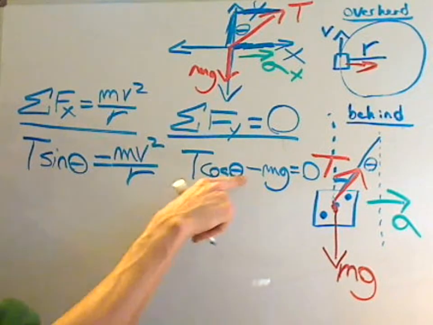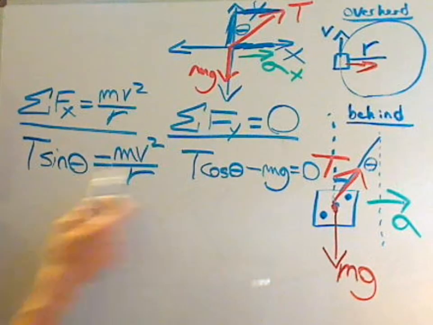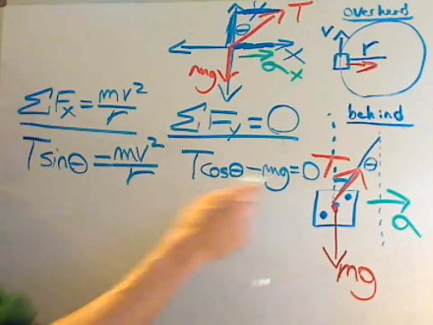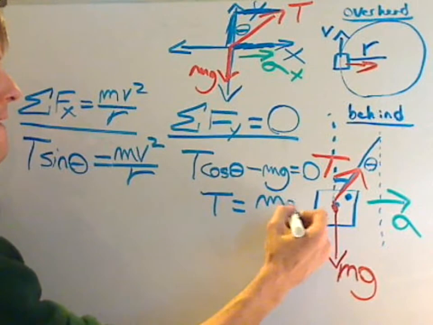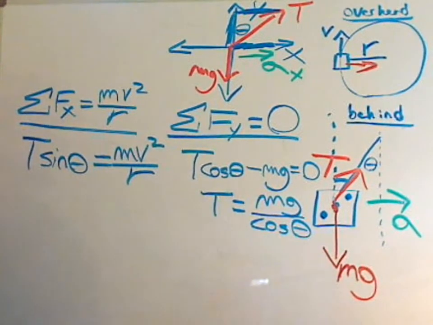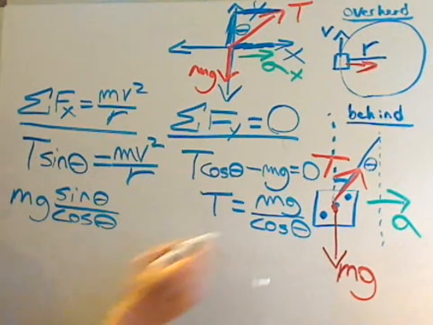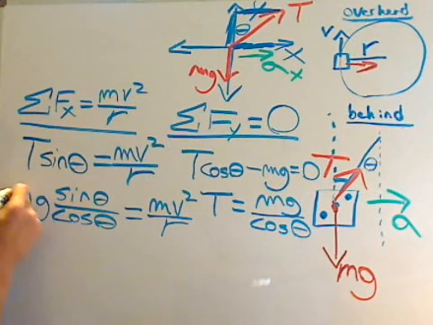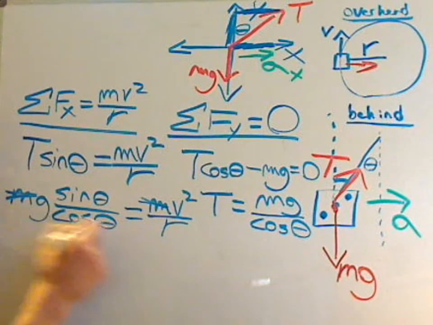Okay. So from this first expression, we see that we can solve for the tension, because these are two equations with two unknowns. Theta is an unknown. That's what we're trying to find. But tension is an unknown as well. But we're not interested in the tension. We're only interested in theta. So let's solve this equation for tension and plug it in here. So solving for tension here, we get tension equals mg over cosine theta. And we plug that in over here, and we get mg sine theta over cosine theta equals mv squared over r. The masses cancel. This sine theta over cosine theta is tangent theta.